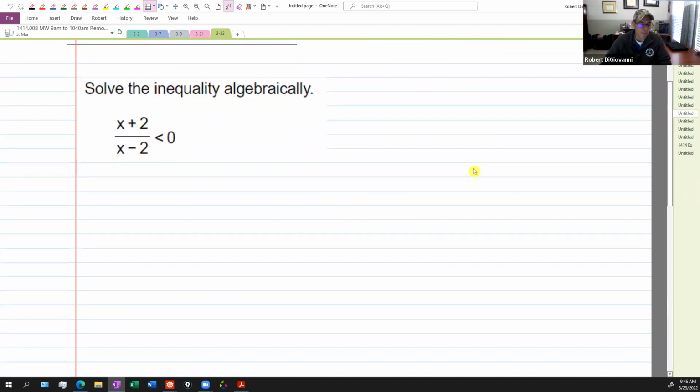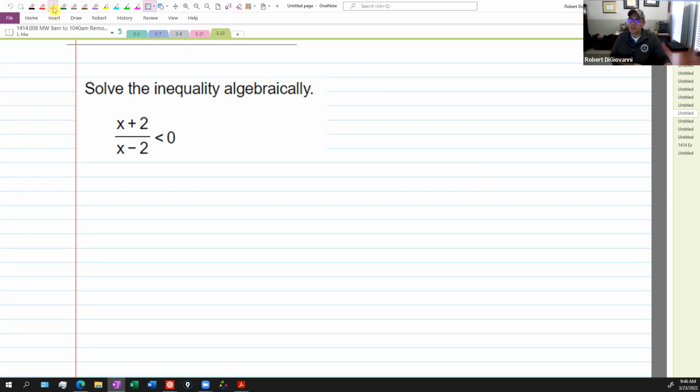Okay, so now we move on. Now we are looking at a new type of inequality. Notice the left-hand side is not a polynomial anymore. It's a rational expression, a ratio. It's a rational function, basically. So I'm going to try and do this.